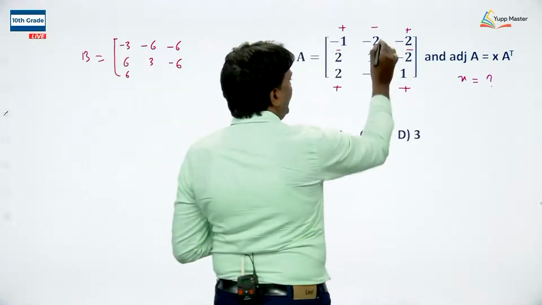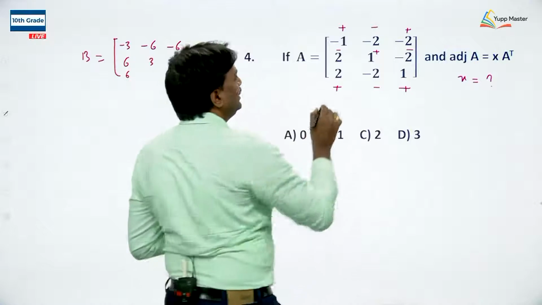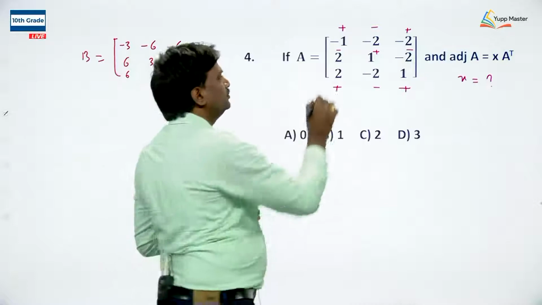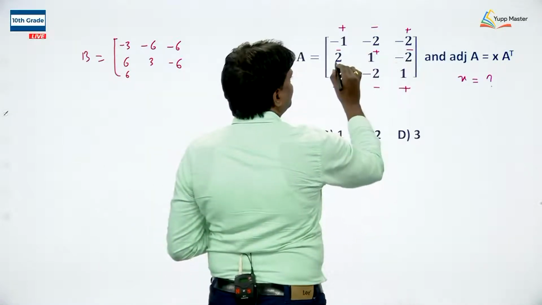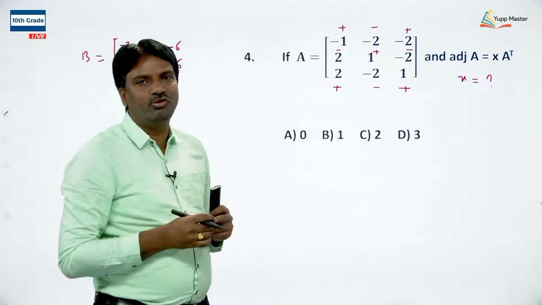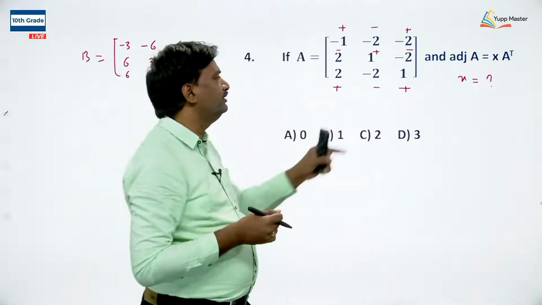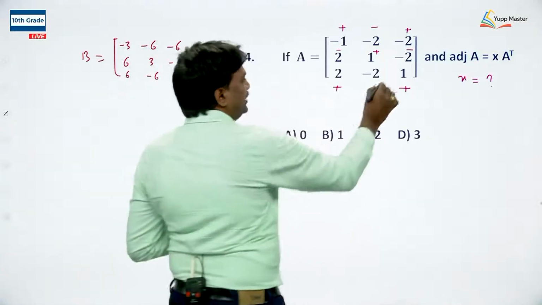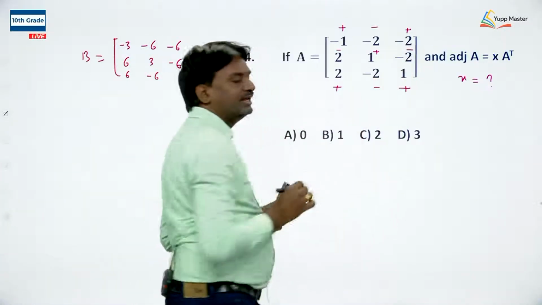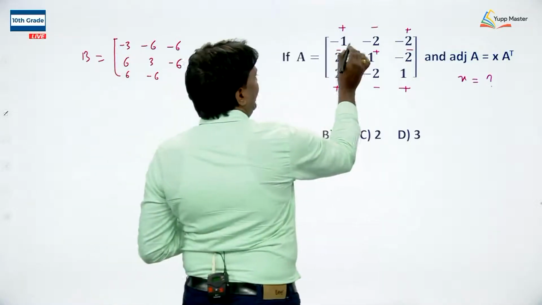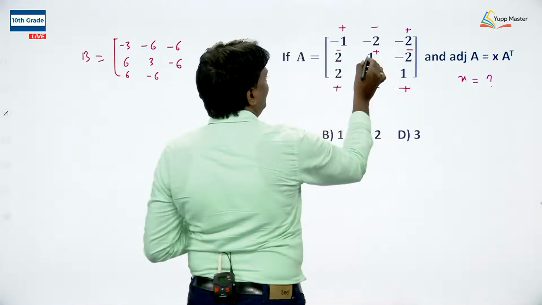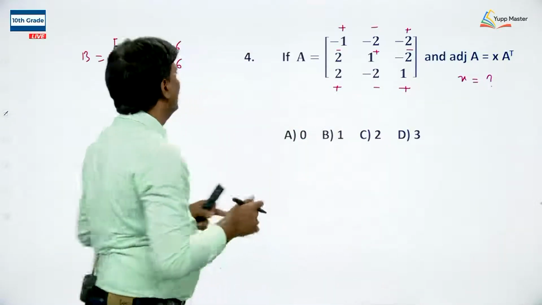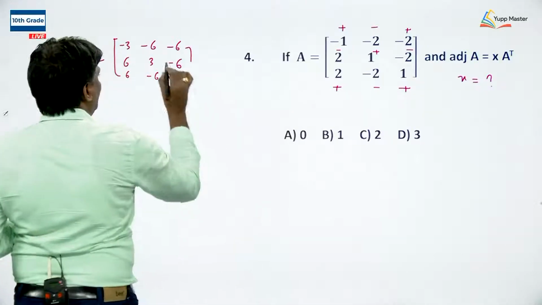By eliminating the row and column containing minus 2, the remaining elements are minus 1, minus 2, 2, minus 2. Minus 1 into minus 2 plus 2, minus 2 into minus 2, minus 4, minus of minus plus 4. 2 plus 4 is 6, but here the sign is minus, that is minus 6. Let us take the element 1, eliminate the row and column containing 1. The remaining elements are minus 1, minus 2, 2, 1. Minus 1 into 1, minus 1, 2 into minus 2, minus 4, that is plus 4. 4 minus 1 is 3, that is plus 3.